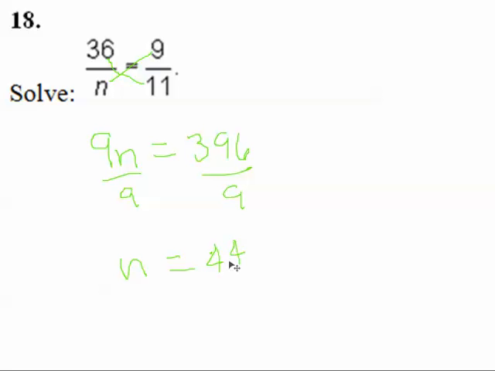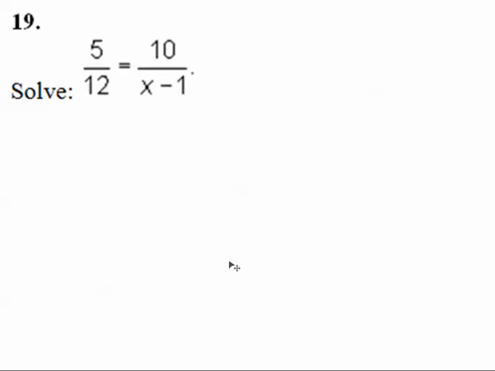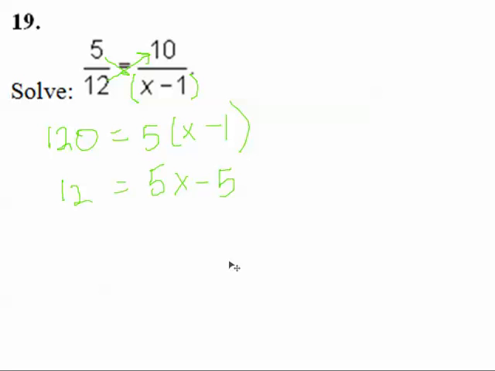Looks like a big problem, but it really turns out to be fairly straightforward. Top times bottom will equal top times bottom. You can only do that when you have a proportion, or two fractions equal to each other. This one's going to be a little bit trickier because watch, when I say top times bottom here, that's easy. 10 times 12 is 120. But when I multiply this direction, I want to make it very clear that I have to use the distributive property. I have to say 5 times x minus 1. So 5x minus 5 is what I end up with, equal to 120.